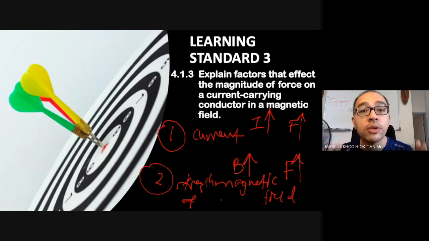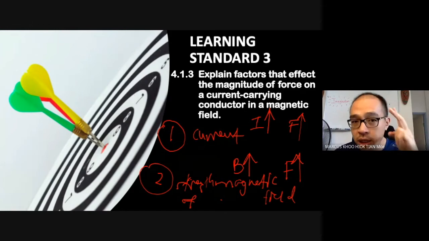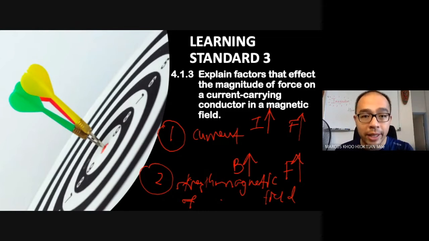So these are the most important things. We can talk about the experiment and everything, but essentially, what we need to understand is these are the two hypotheses. The force is affected by two factors, which is the current and the strength of the magnetic field. The hypothesis that you're building is the bigger the current, the bigger the force, as shown by the fan. The bigger the strength of the magnetic field, the bigger the force.